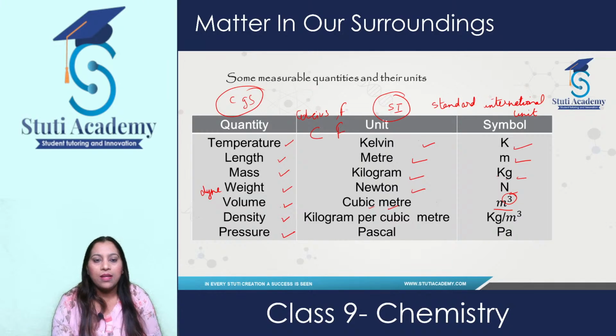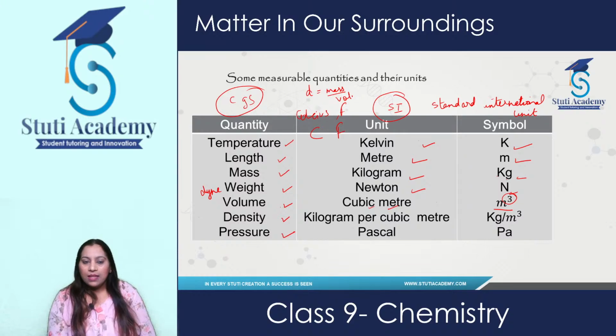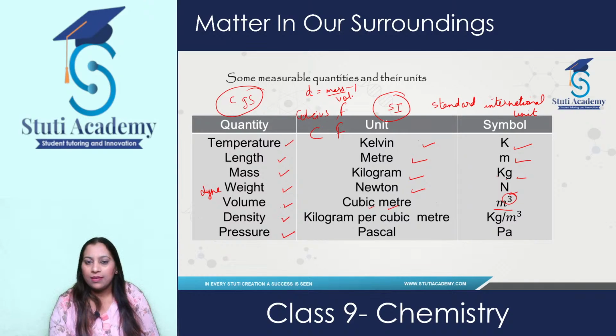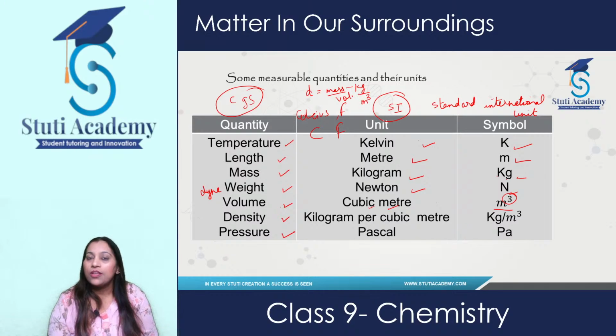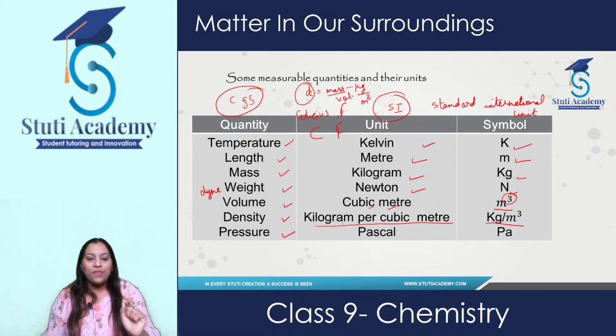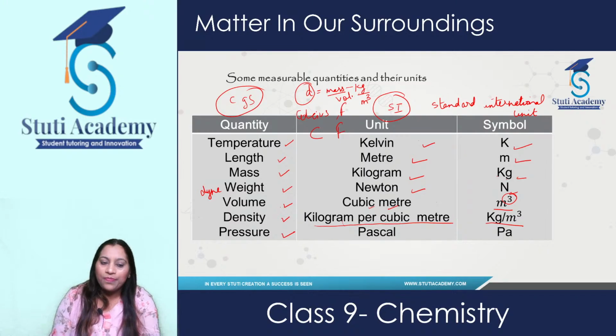I just write here, density is mass upon volume, and the unit of mass is kg. Just now I told you, and the unit of volume is meter cube. So the unit of density is kilogram per cubic meter, which is represented by this symbol. I hope these quantities till here are clear to you.